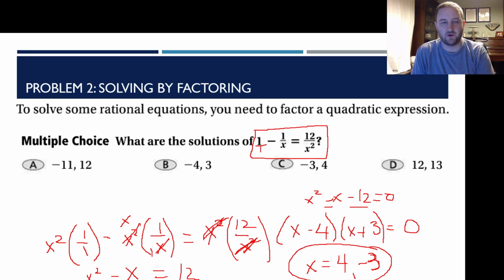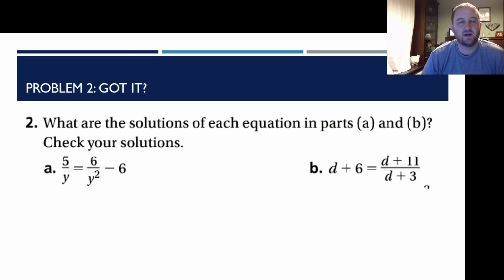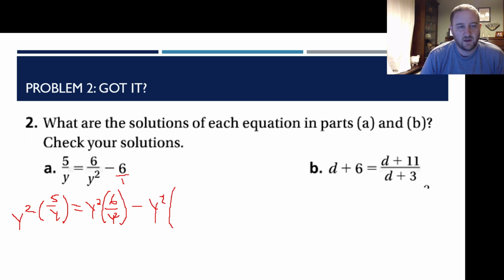All right, number 2, go ahead and see if you can find the solutions to both of these parts. Pause the video and see how you do. All right, so for part A, we're going to change this to 6 over 1. Our least common denominator is y squared. We'll do y squared times 5 over y equals y squared times 6 over y squared minus y squared times 6 over 1.